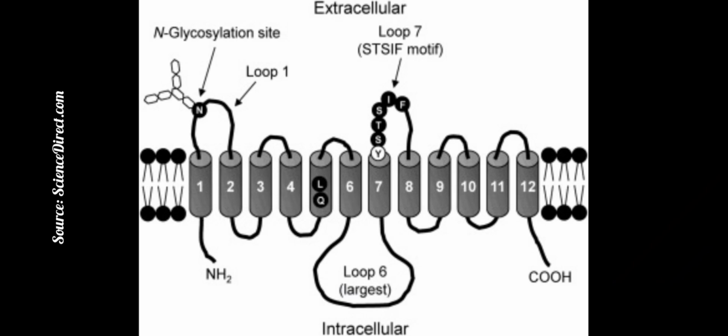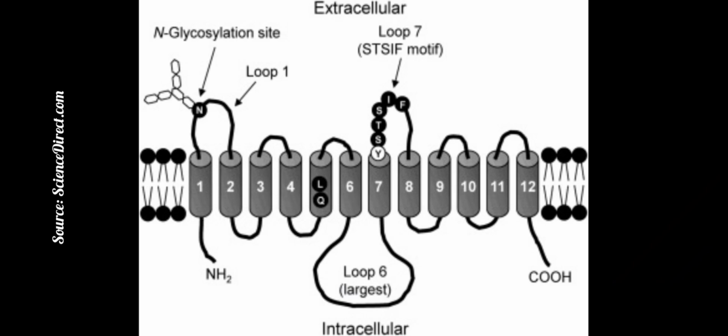There is a loop, as you can see in this diagram, which is called loop 1, and this loop has a glycosylation site and it is present in the extracellular space. There are other loops as well. The loop 6 is the largest one. Loops are the structures that join different secondary structures together. So in this case, the alpha helices are joined by amino acid sequences, and they form loops.